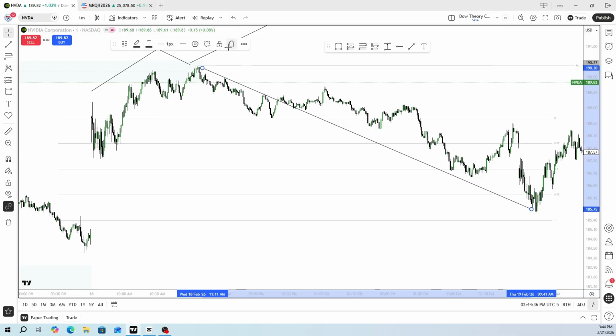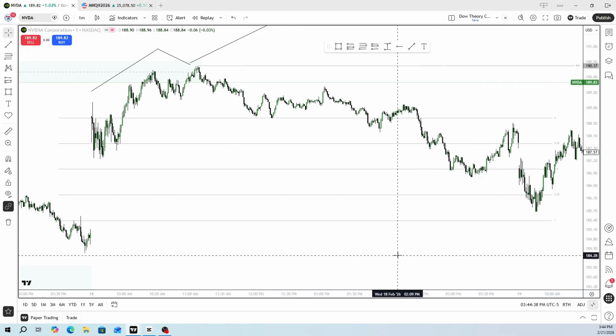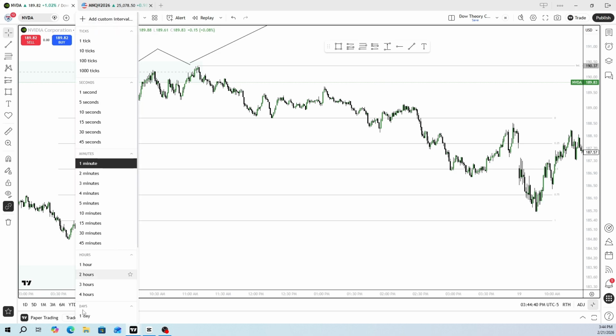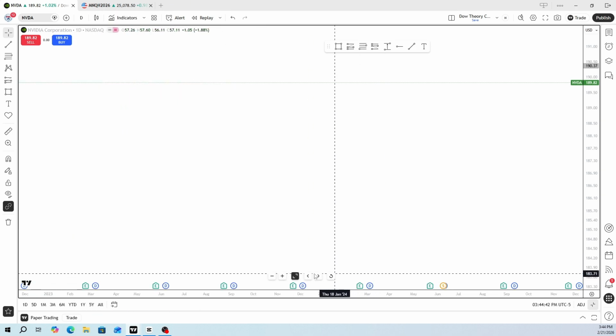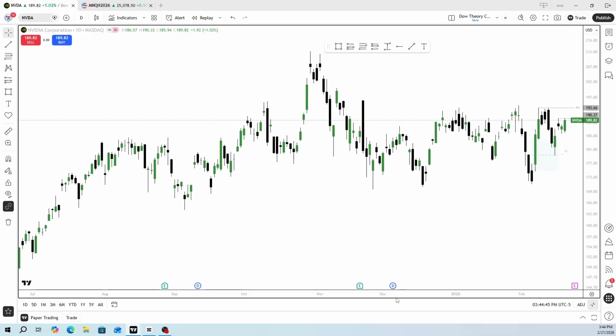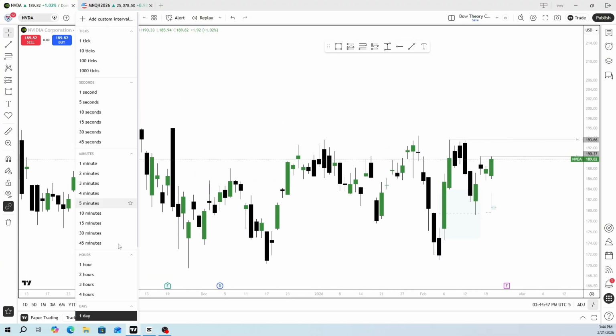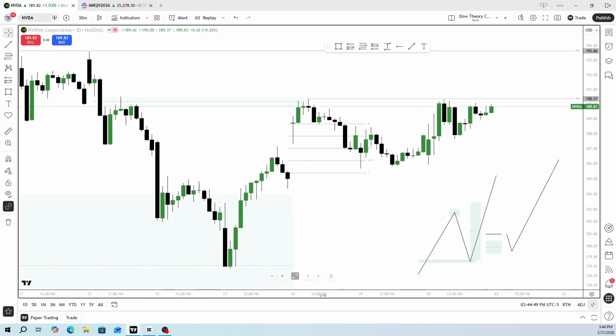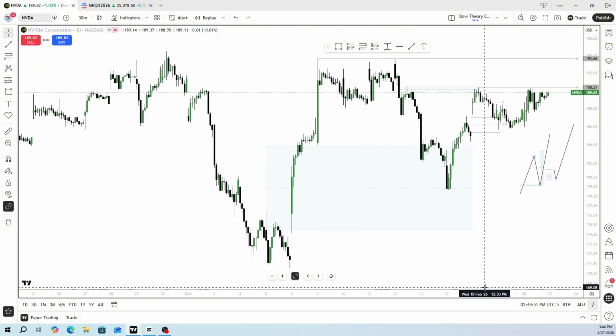All right, and I won't get into looking at all of it and analyzing. I just want to give a top-down approach to how I approach looking at stocks whenever they are trading, how they are trading.